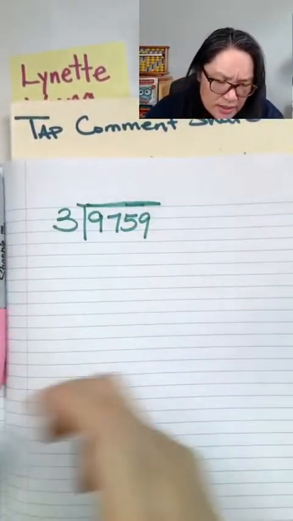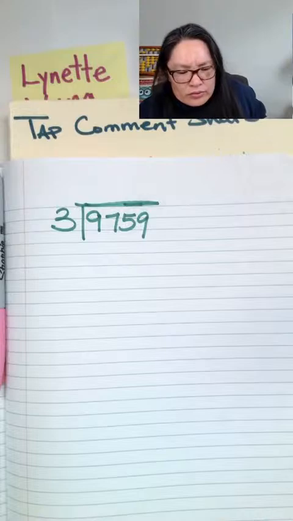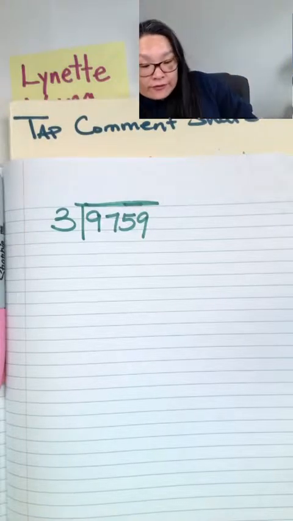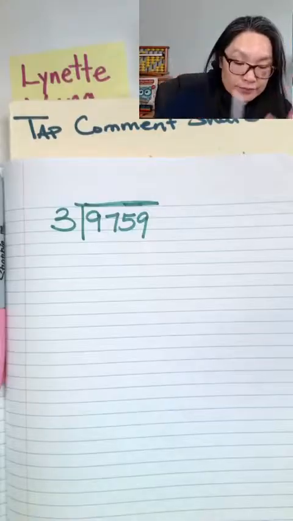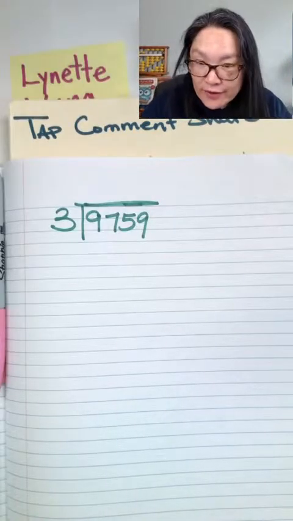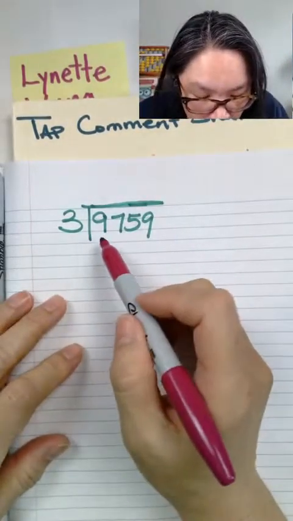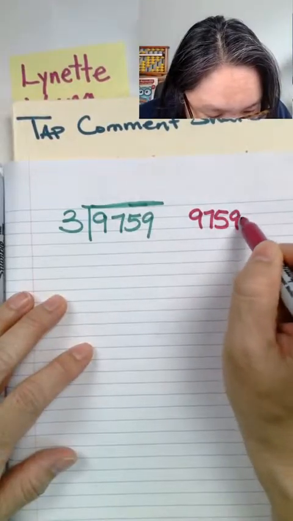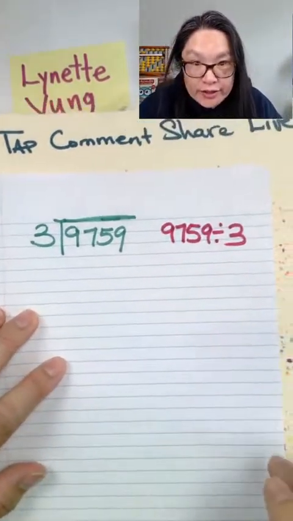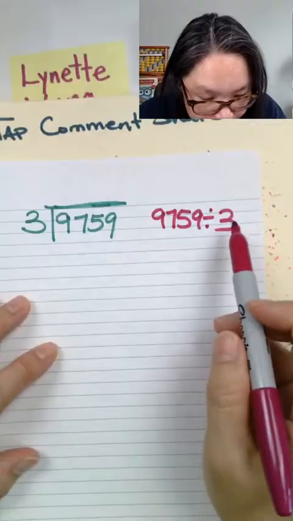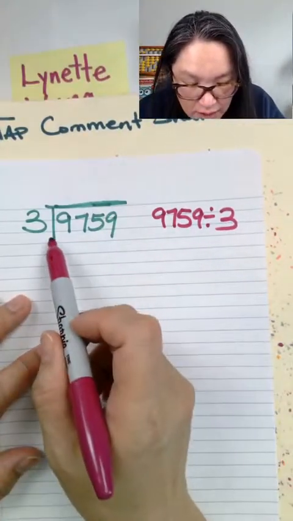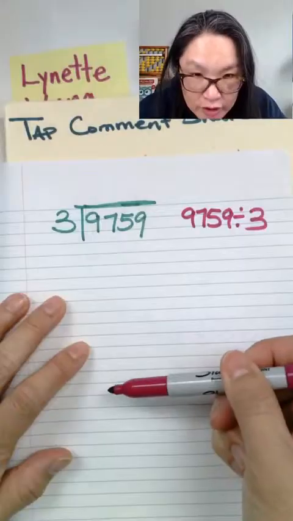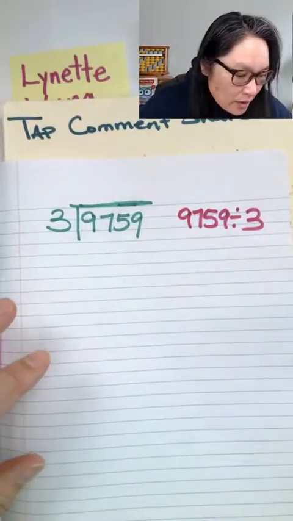Now, why is this a problem? No, it's not a problem. I don't know what grade this is. I'm assuming that this is grade 5. I'm still trying to figure out my grades. We could do it this way, 9, 7, 5 divided by 3. We could do that too. It doesn't matter. Okay, we'll do it this way to show the long division.